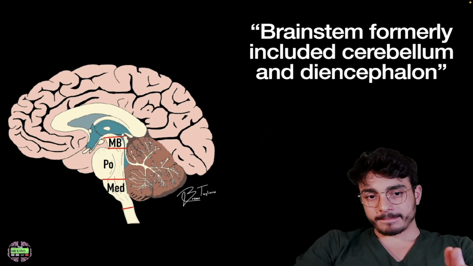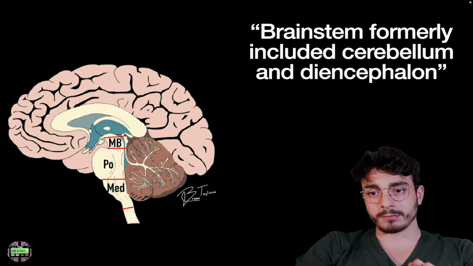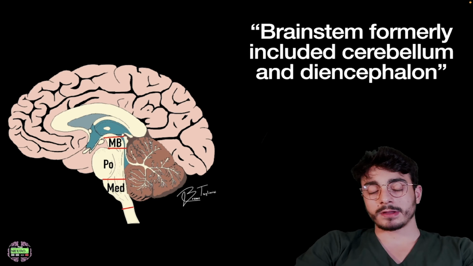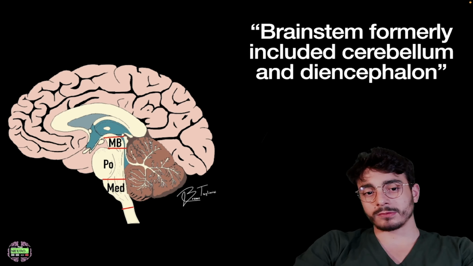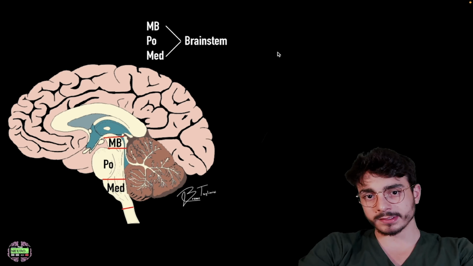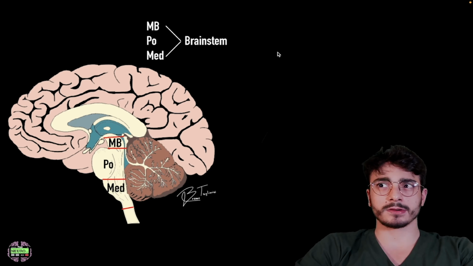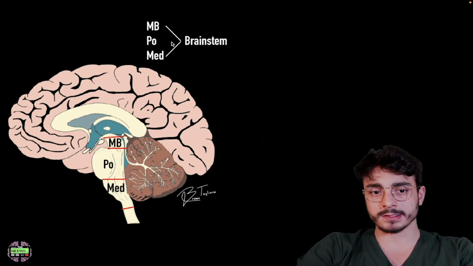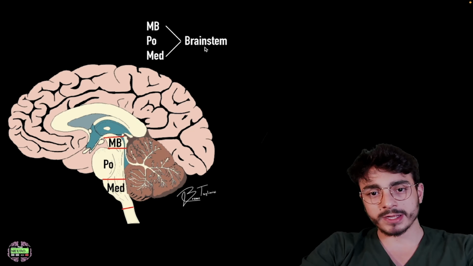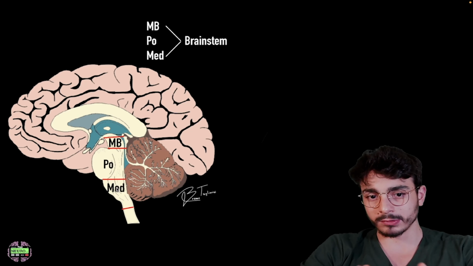Okay, now we have a specific subject that is called the brainstem. What is the brainstem? Formerly, the brainstem was the midbrain, the pons, the medulla oblongata, the cerebellum and the diencephalon. But nowadays we disregard this information because of clinical knowledge. We consider the brainstem to be the midbrain, the pons, and the medulla oblongata. Only those three parts.